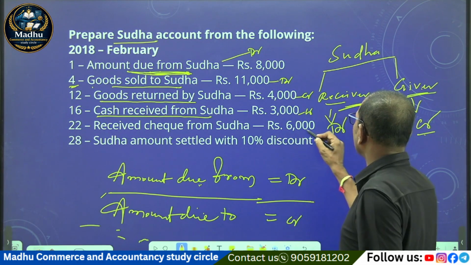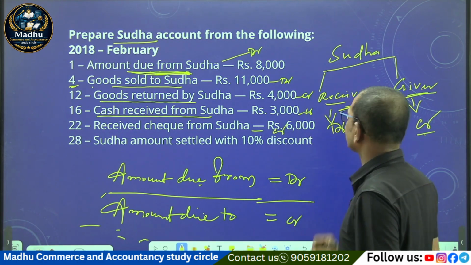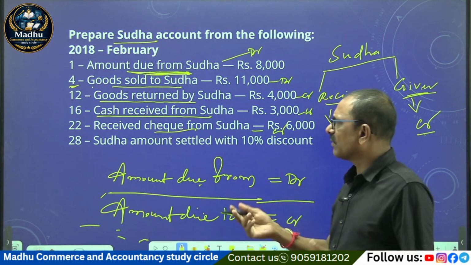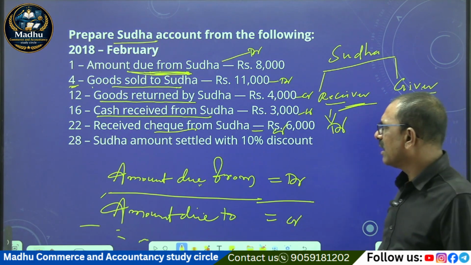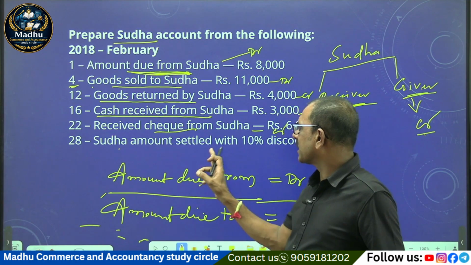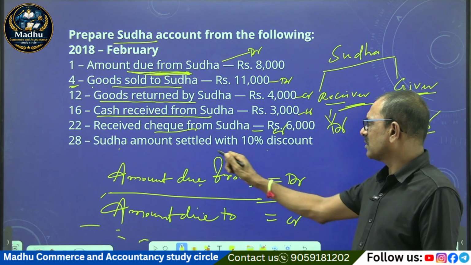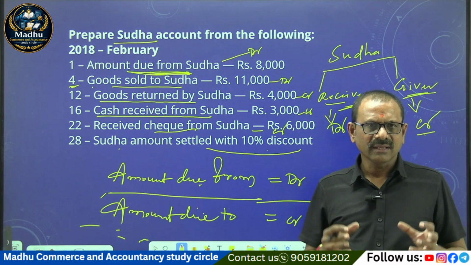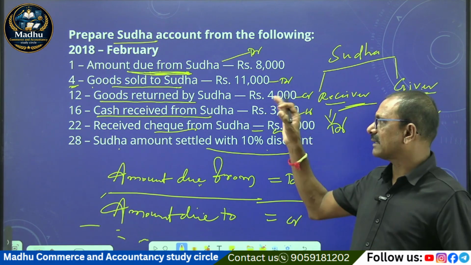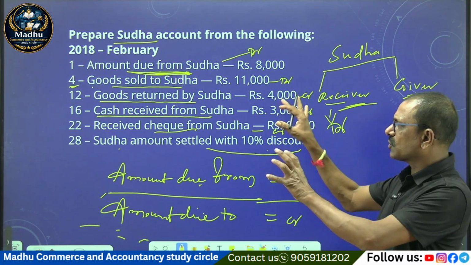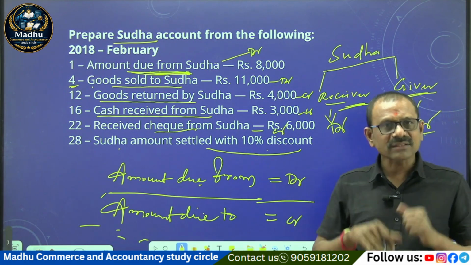క్రెడిట్ సైడ్. Again it is credit. Cheque we received from Sudha. Sudha is the giver. Next, Sudha account settled with 10% discount. So this will explain after we are recording all the transactions in the table. This is a question. I explained this question. So answer should be like this.